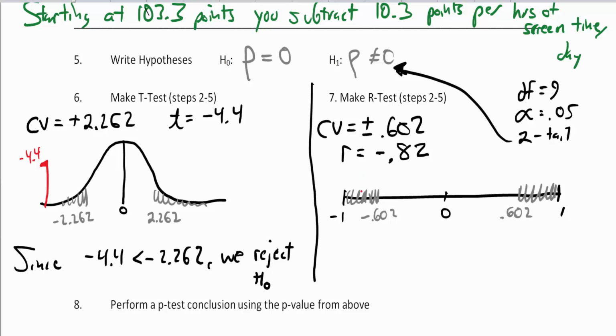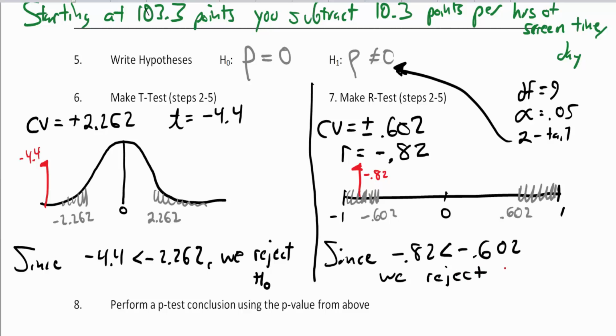So where is our flag? It's at negative 0.82, right there, and I do want to label this as well. Always label your flags and your shaded critical regions and the critical values. All right, since negative 0.82 is less than negative 0.602, we will reject the null hypothesis. So there we go. We reject the null hypothesis.